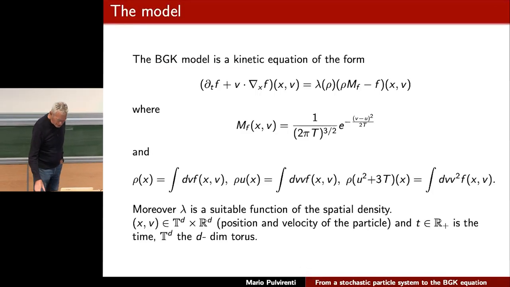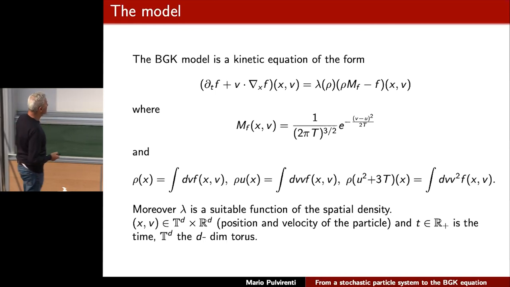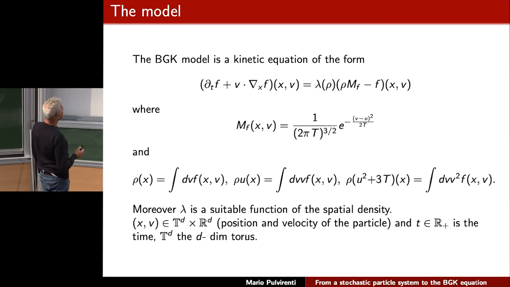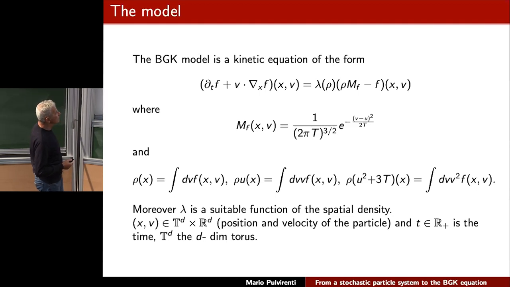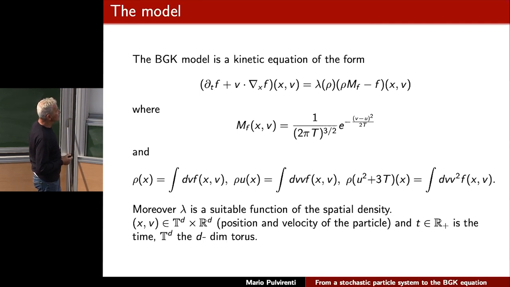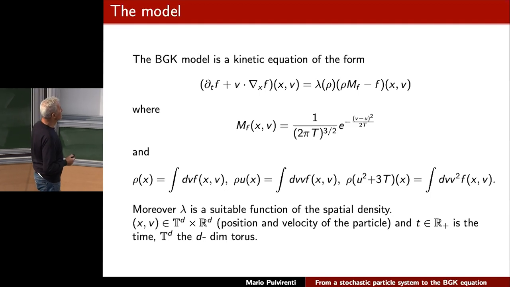So the BGK equation is this kinetic equation here. There is the usual stream term, f of x and v is the distribution function of one particle. Lambda is a function of the spatial density, rho is the spatial density. M_f is the Maxwellian constructed with mean velocity and temperature constructed with f itself. So these are the basic formulas.